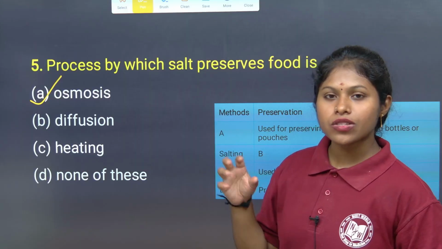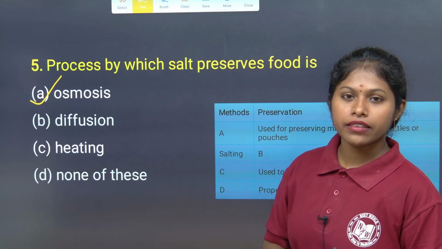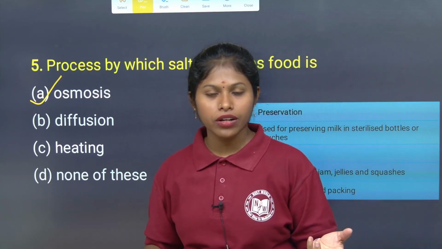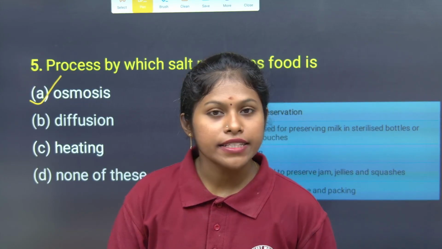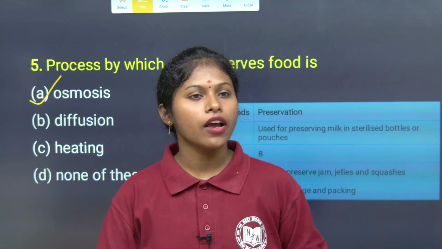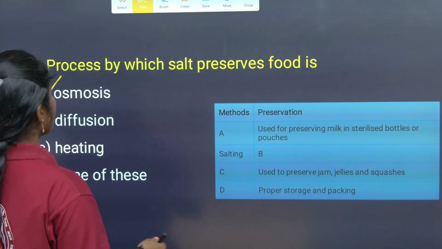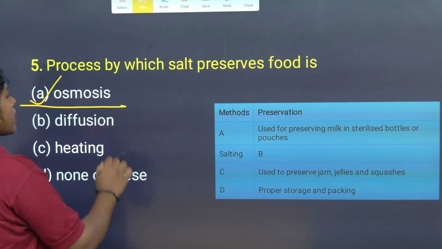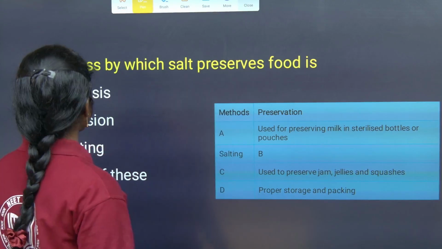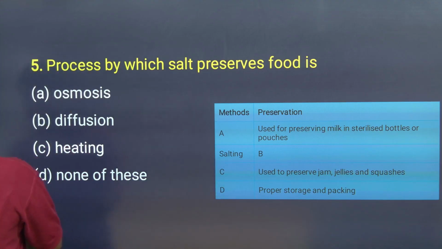So salt always checks the microbes by making them lose water content. If no water content is present, is there any chance for the microorganisms to grow? No, right, children? So this is how it is a preserving method. By a process called osmosis, it does not allow the food to spoil. Right, children? So this is the fifth question. Coming to the next question.